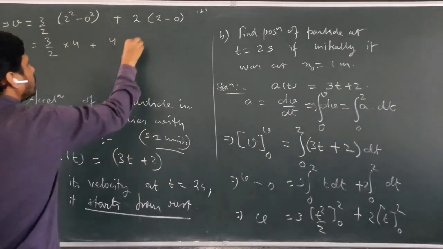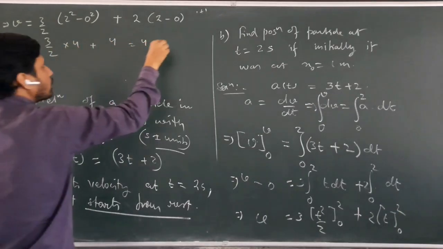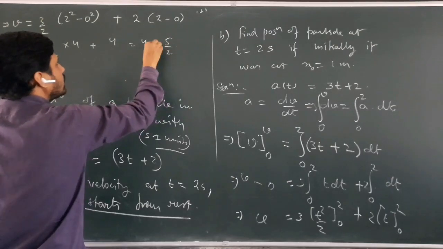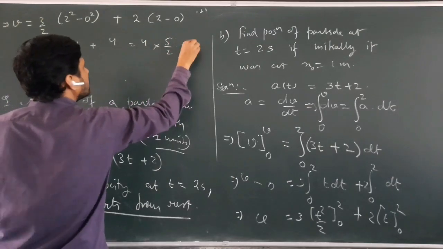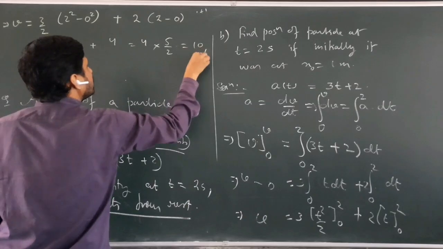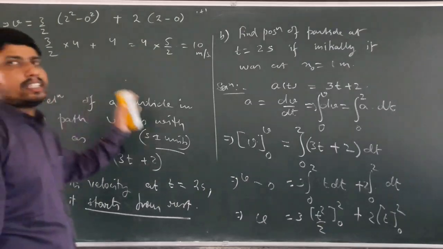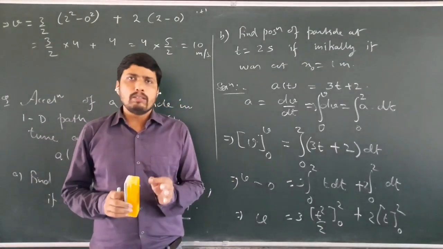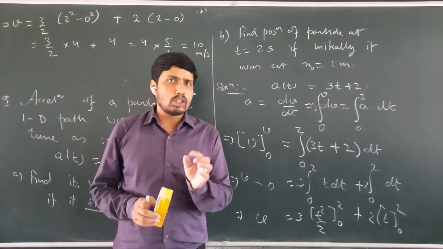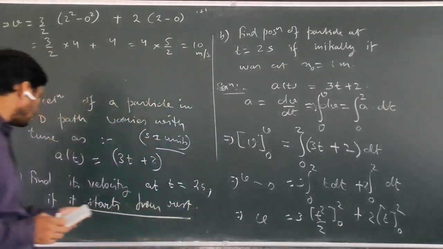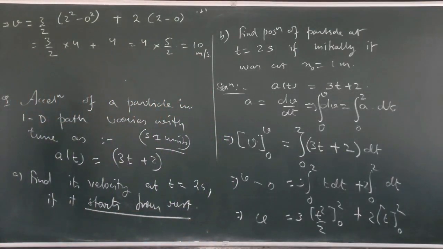So 4 you can take common. 1 plus 3 by 2. 1 plus 3 by 2 is 5 by 2. So this becomes 10 meters per second. So this is the answer. The velocity of the particle will be 10 meters per second at the end of 2 seconds. That is the answer to our first question.